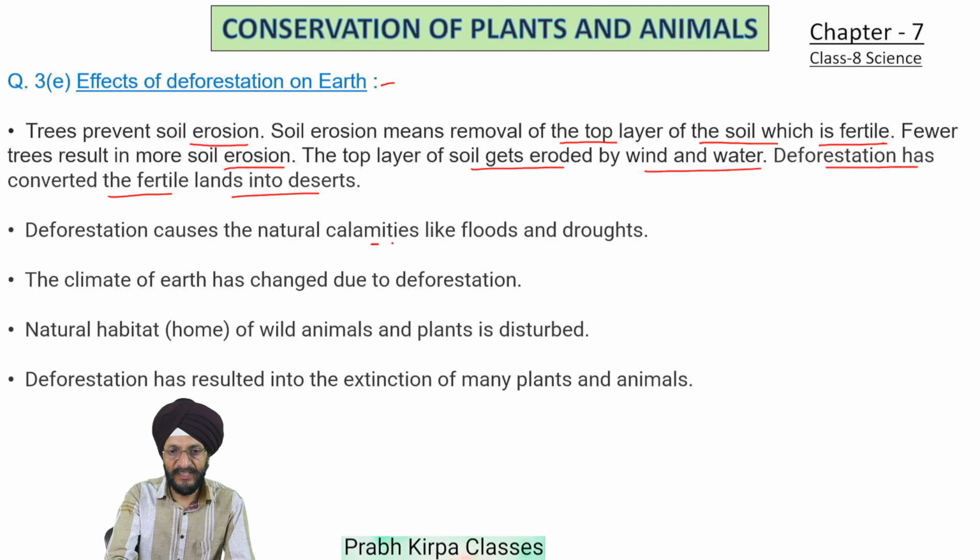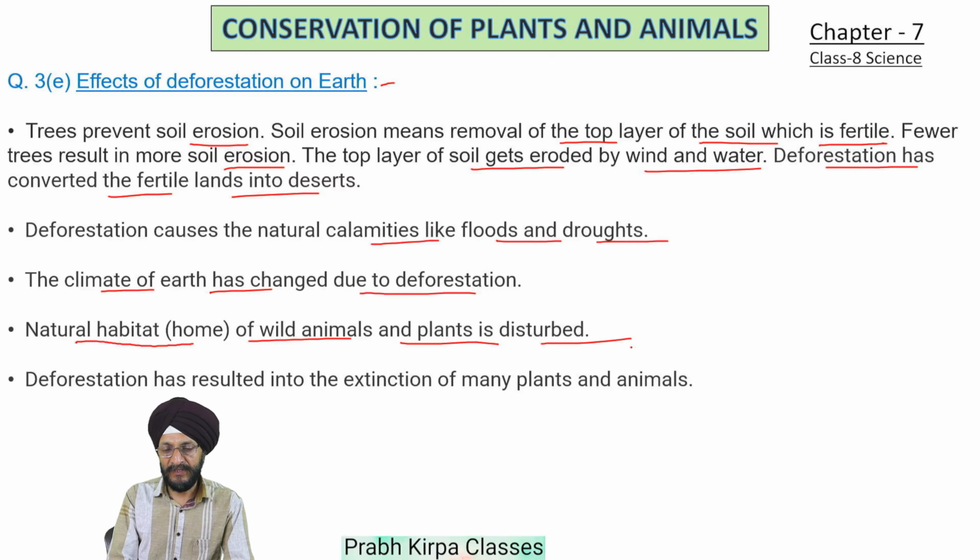Deforestation causes natural calamities like floods and droughts. Next, the climate of the earth has also changed due to deforestation. When deforestation takes place, the natural habitat that is home to wild animals and plants is disturbed. Deforestation has resulted in the extinction of many plants and animals, and many plants and animals are on the verge of extinction.